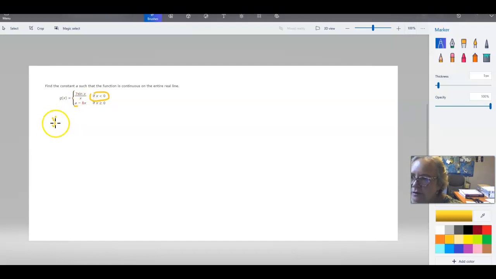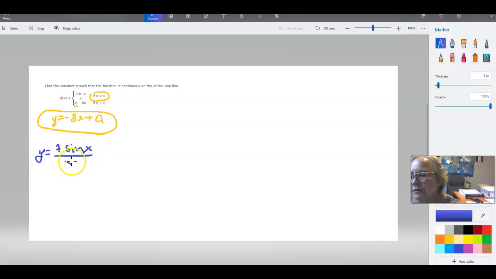I want you to see it. So we have the equation -8x plus a, and we need to find that y-intercept. How to do it? The top function here, y equals 7 sine x over x, is pretty complicated. So we need to look at how this function behaves and what it approaches when x approaches 0. So in this case you need to find the limit, because of course this function is undefined at x equals 0 because you get division by 0. But what happens if x approaches 0?